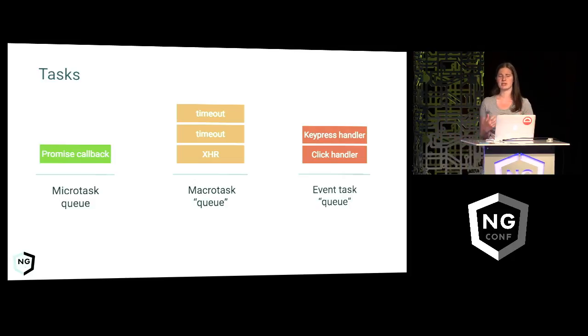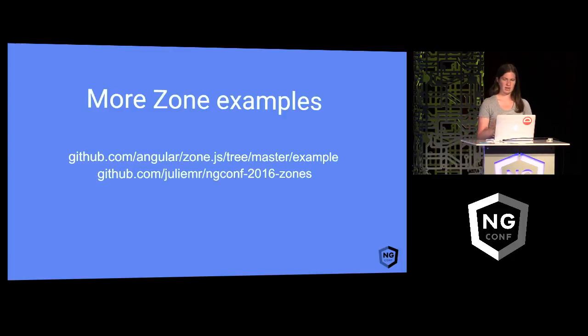And zones lets us hook in to things like when tasks are scheduled, when tasks complete, and when these queues drain. And when the queues drain is especially important because that gives us really useful hooks into knowing when we should be doing certain things with our application, which we'll talk about in a minute. First, I want to link to a couple more zones examples because I think the best way to get a sense of how these actually work is to play around with them yourself.